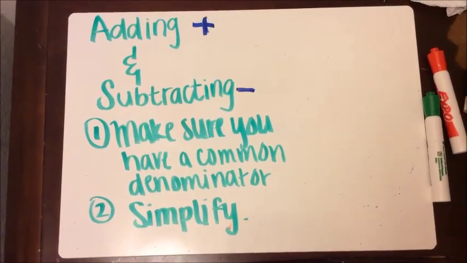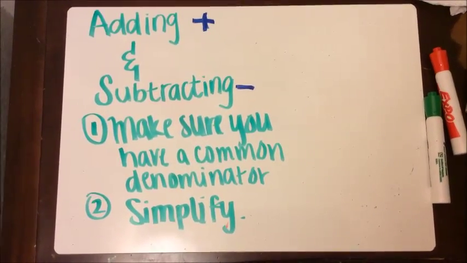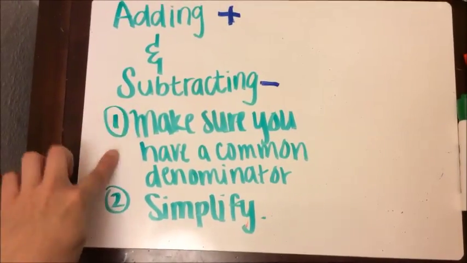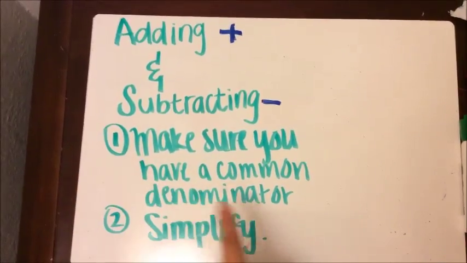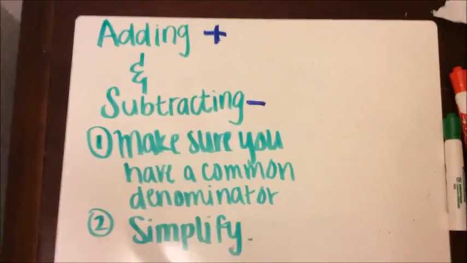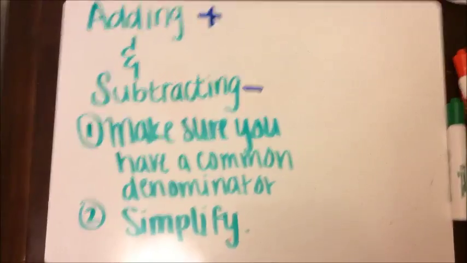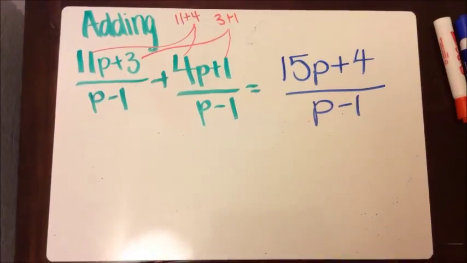So now we're going to talk about adding and subtracting. Now there's basically just two rules you have to follow. The first one, and the very important one, is you have to make sure you have a common denominator. If not, you can't add or subtract. And the second rule is just to simplify as we've been doing before. We're going to start with adding.